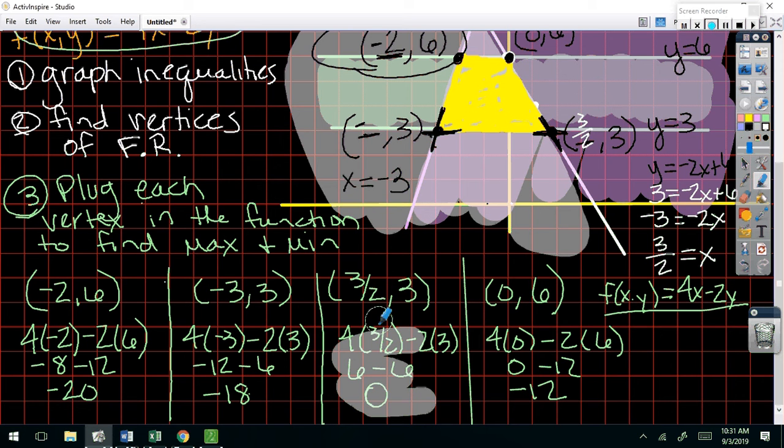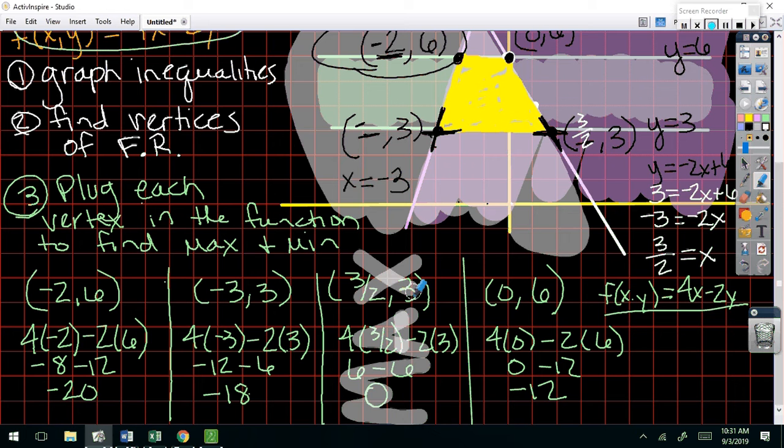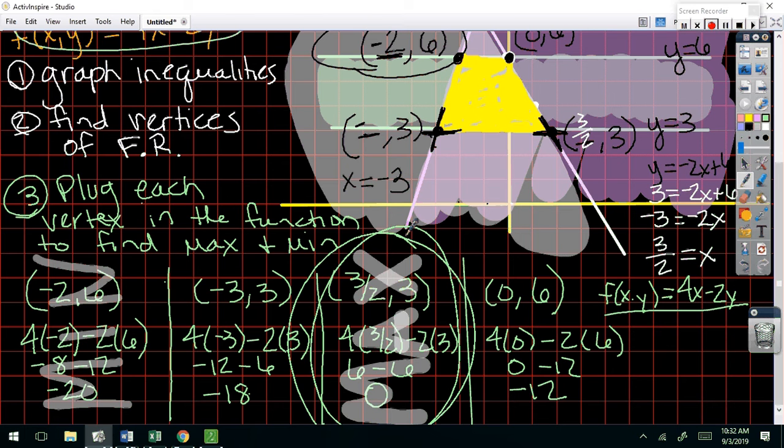Or you need to get rid of 1. Max. This is my min. Cross it out. No, that's just your maximum occurs at 3/2, 3, with a value of 0. Your minimum occurs, right? Here's your max. Oh, yeah. So you have a max of 0.